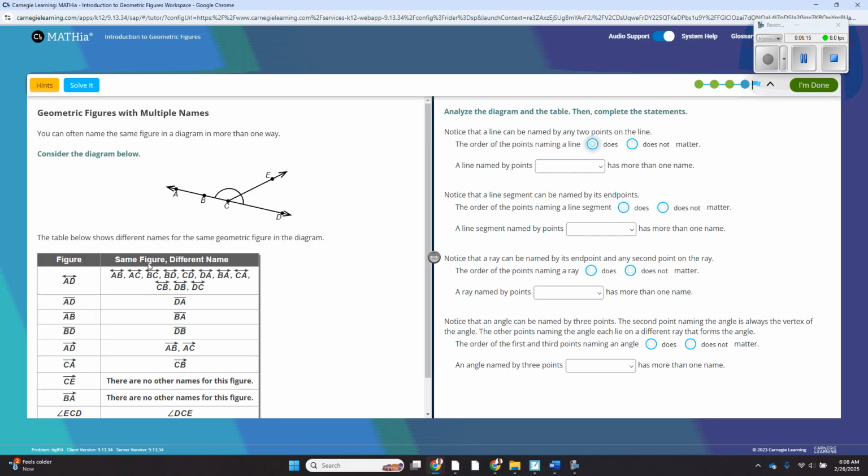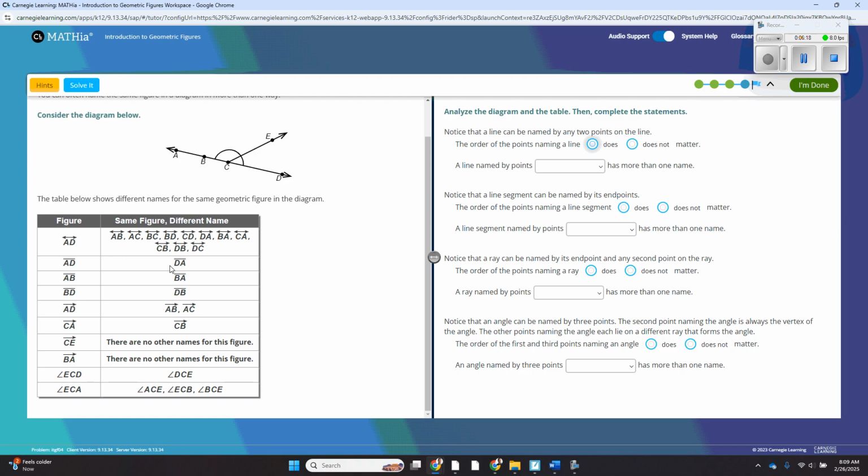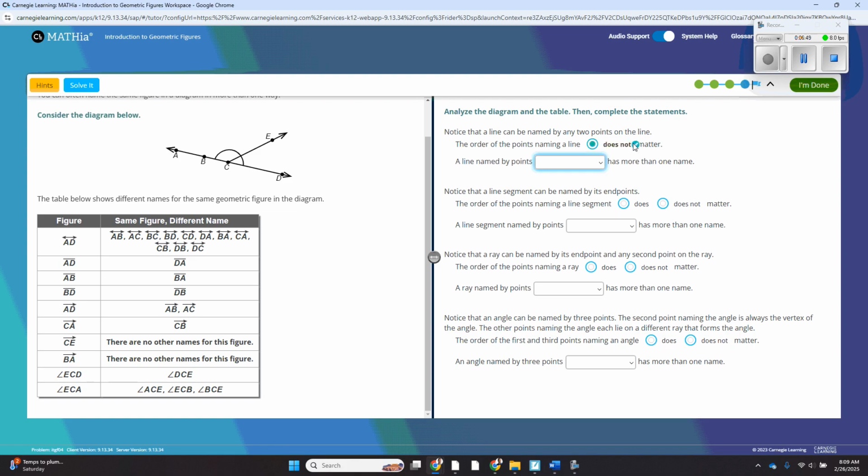All right, and again, this one kind of gave some different ways to name these things over here. So let's see if we can answer these questions. It says, notice that a line can be named by 2 points, by any 2 points on the line. The ordering of the points of a line, does it matter or does it not matter? And if we look over here, this figure says this is AD. Notice that these are all switched around. If I have AD and I'm looking for maybe one is DA, this one right here, because those are switched, they're flip-flopped, this one does not matter.